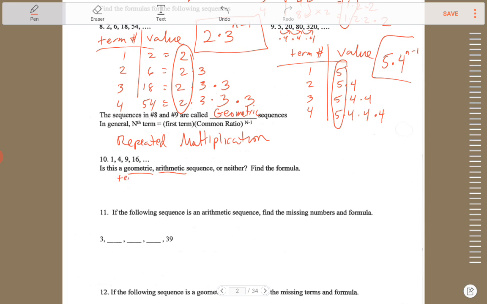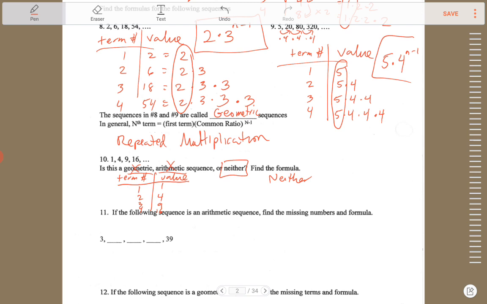Well, if we look at the term number versus its value, we have 1, 2, 3, 4, and the first term is 1, then we have 4, then 9, then 16. Arithmetic would mean let's add 3. No, 4 plus 3 doesn't give us 9. It's definitely not arithmetic. Geometric, let's see. 1 times 4, repeated multiplication. Times 4, no, 4 times 4 doesn't give us 9. It's neither geometric nor arithmetic. This is actually going to be a neither sequence.